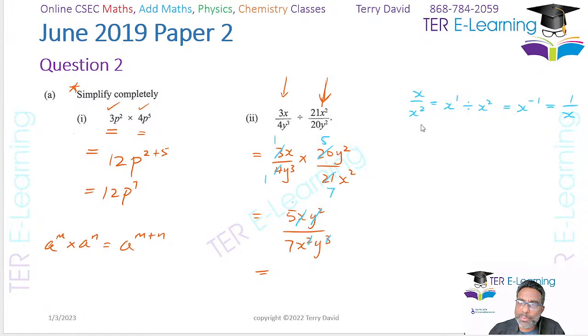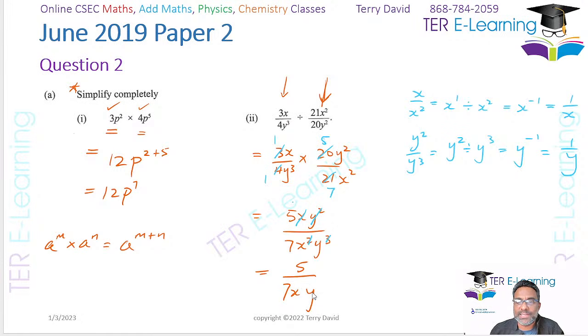Now, let's deal with the y squared. y squared over y cubed is the same as saying y squared divided by y cubed. So this is going to be y to the power 2 minus 3, which gives you minus 1. So again, this is 1 over y. Now, what does that mean for our answer, right? The final answer here is simply going to be 5 over 7xy, right? That's what our answer is going to be, 5 over 7xy.